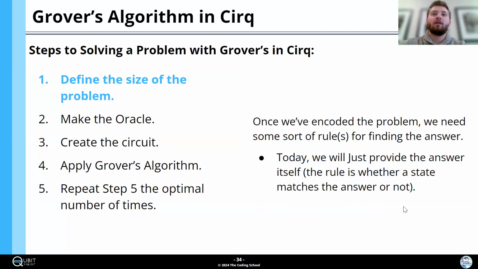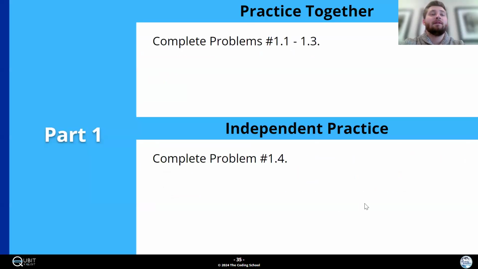So once we've encoded the problem, we need some sort of rules for finding the answer. So today, we'll just provide the answer itself. The rule is whether a state matches the answer or not. But in general, oftentimes we'll have to code the set of rules that defines the answer. All right, so let's jump into the coding notebook. We'll complete problems 1.1 to 1.3 together, and then you all can do 1.4.